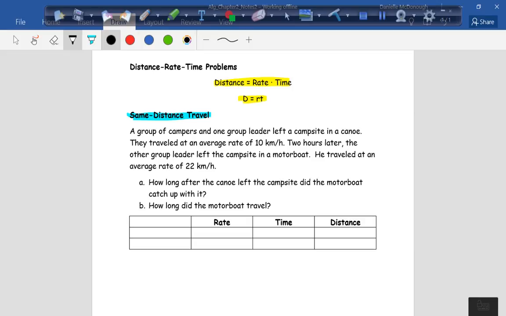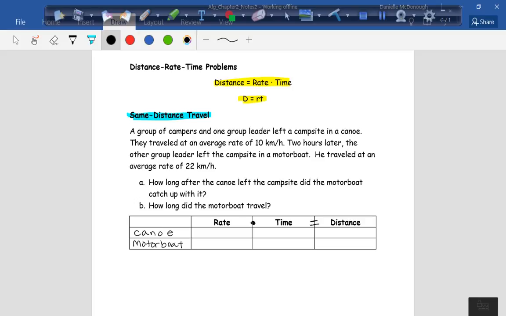If you notice, I have a table set up here and it says rate, time, and distance. So don't forget, rate times time is equal to distance. So we have 2 groups basically. We have a group that left in a canoe, so I'm going to fill that in right here. And then you had your other leader who left in a motorboat.